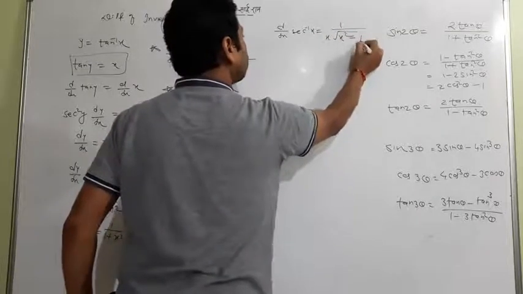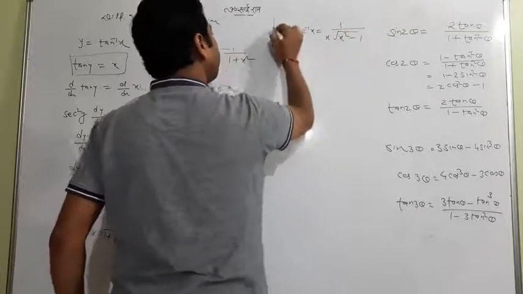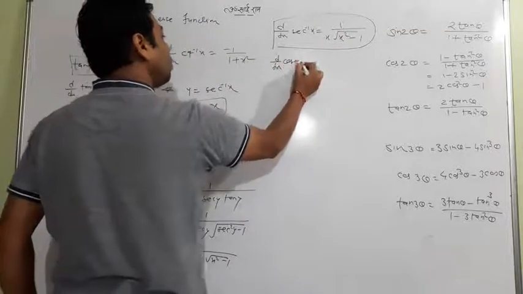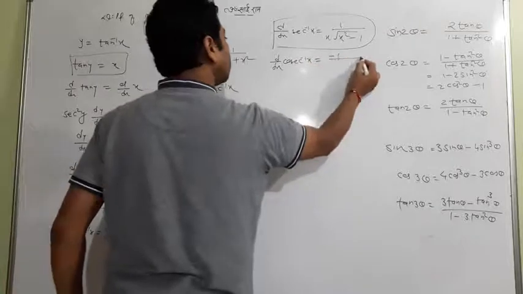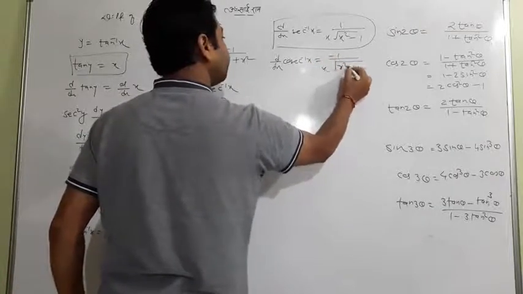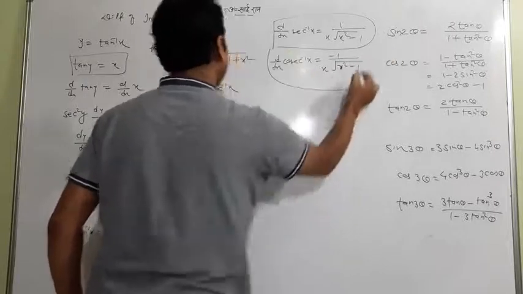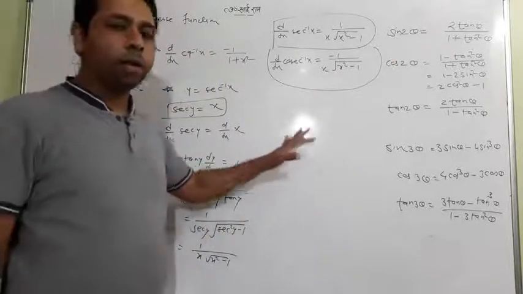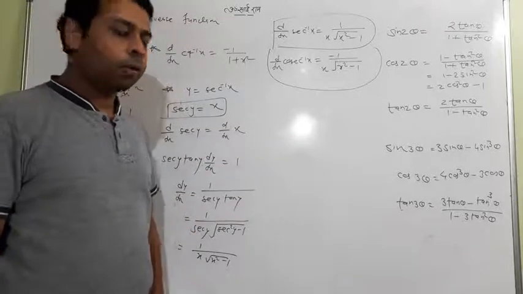square root of x square minus 1. This is a very important formula that has come, and now one can easily predict the value of the differentiation of cosec inverse x, which will be minus 1 upon the same. So nothing special I have done. So remember now all 6 formulas that I have written here.